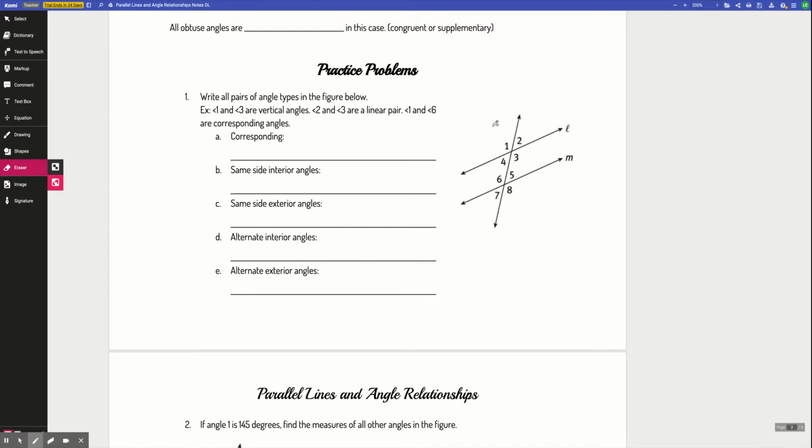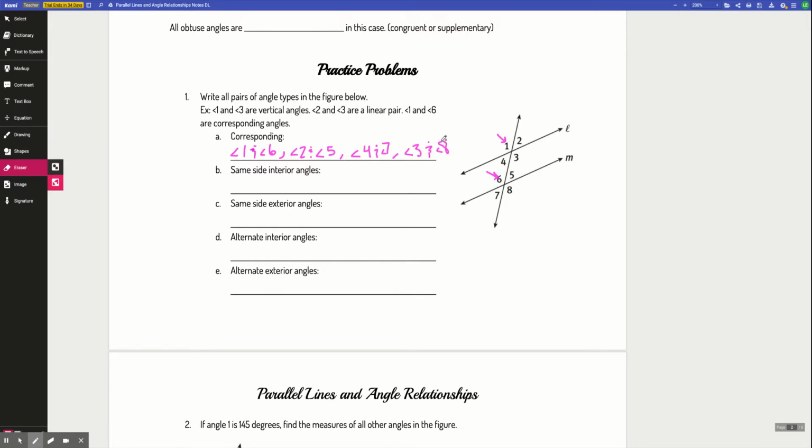As a refresher, corresponding angles are the ones that are in the same location in their groups of four. So angle 1 and angle 6 are corresponding angles, that's a pair. Another pair is angle 2 and angle 5. Another pair is angle 4 and angle 7, and then angle 3 and angle 8.